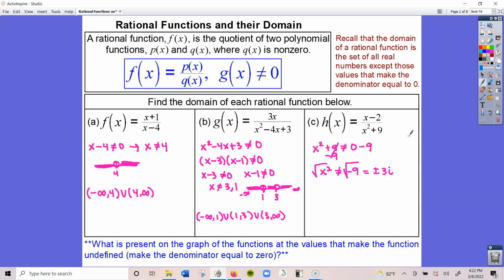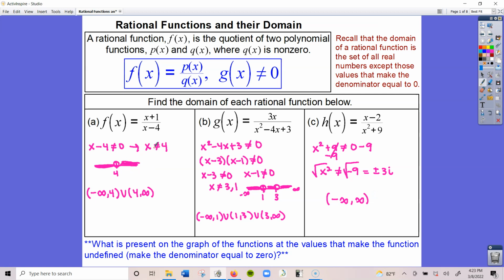And what this means is that for the denominator, there is no real number that makes the denominator equal to 0. Therefore, I can plug in any number I want down here and I will never get a 0. So my domain is going to be from negative infinity to infinity.